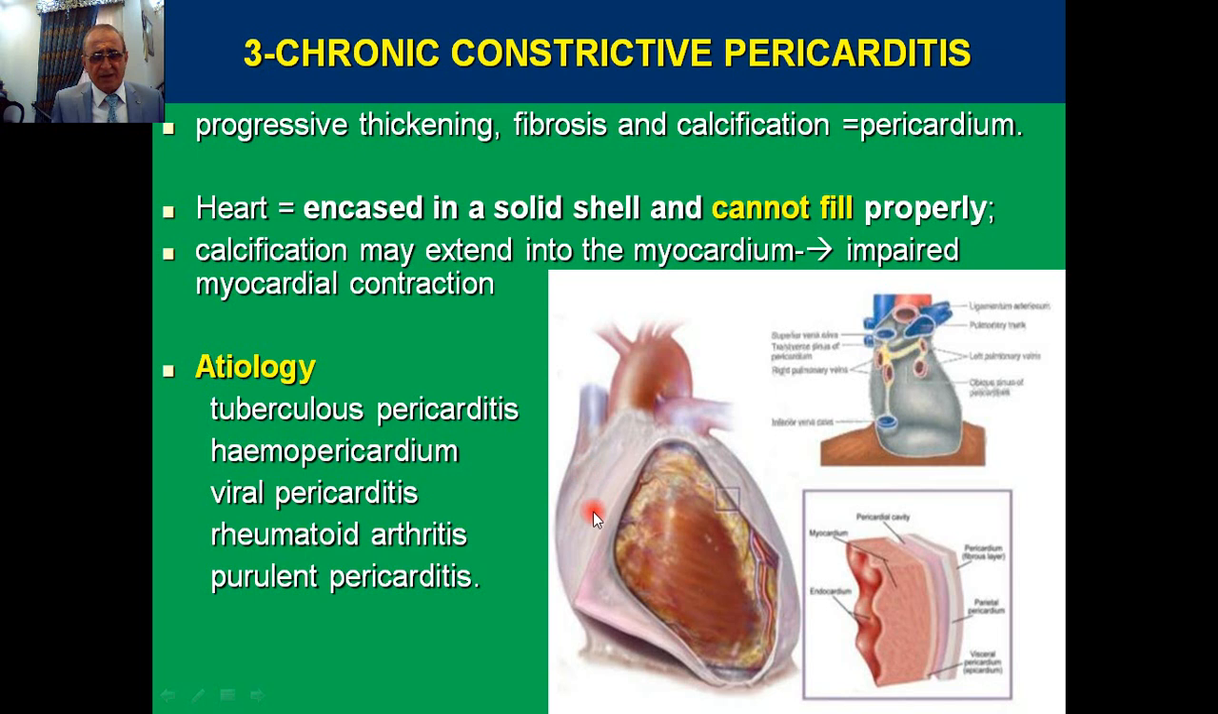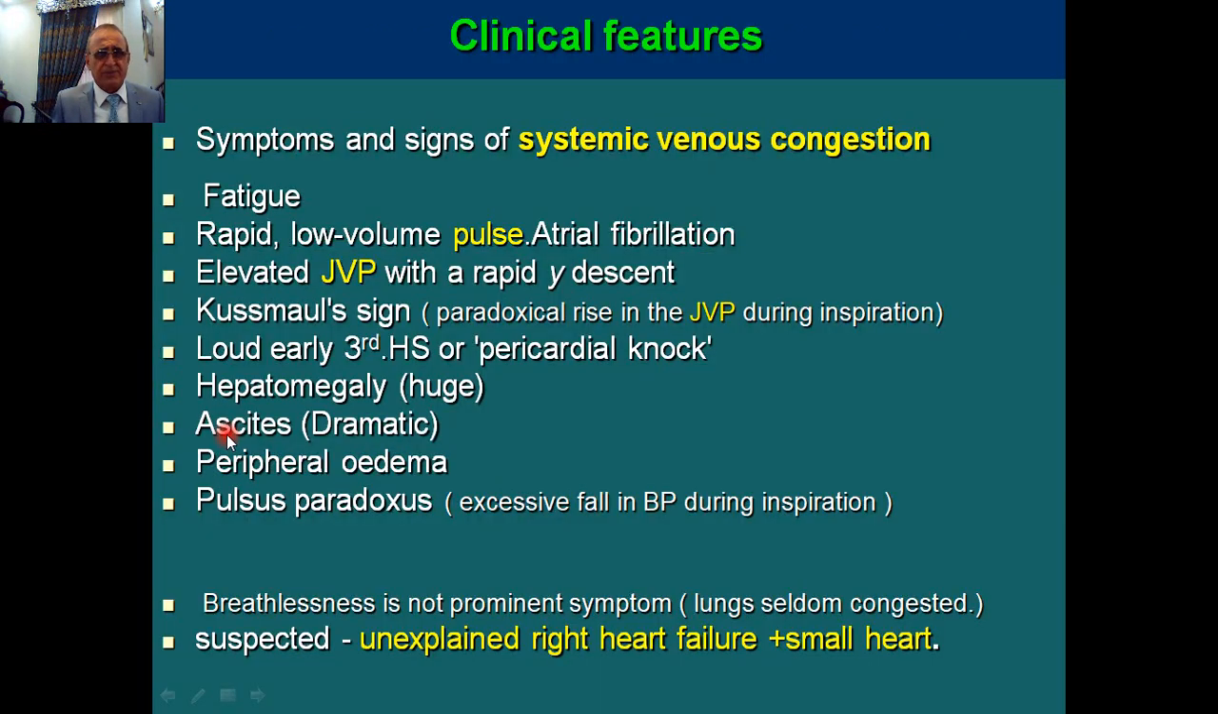Etiology, obviously, tuberculous pericarditis on the top. Hemopericardium, when you have blood in the pericardium that ends in calcification. Occasionally viral pericarditis and rheumatoid arthritis can be a cause, and purulent pericarditis. For us, tuberculous pericarditis and hemopericardium are the top two.